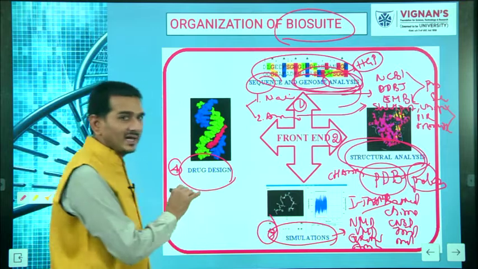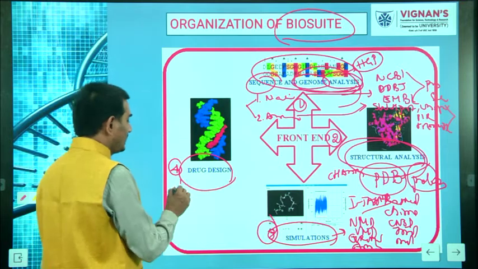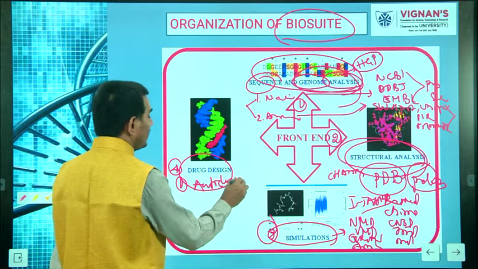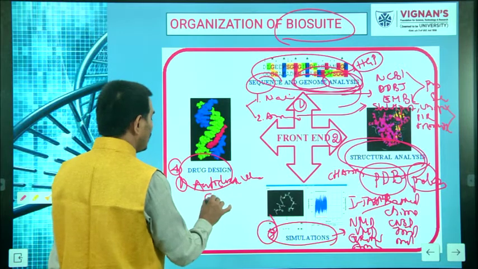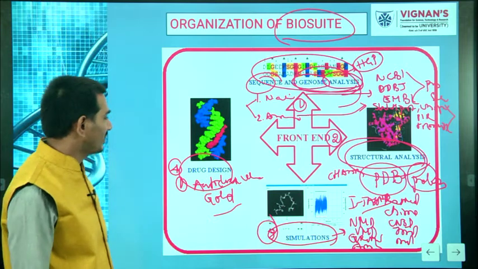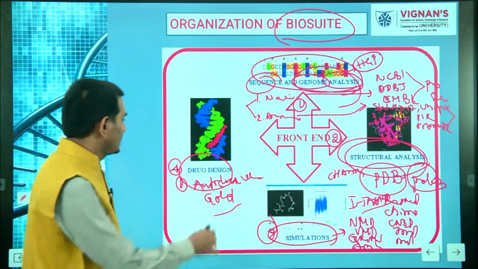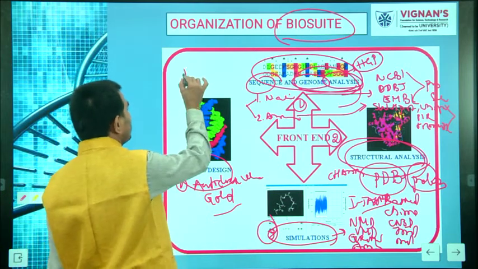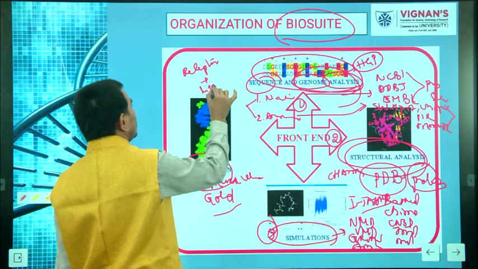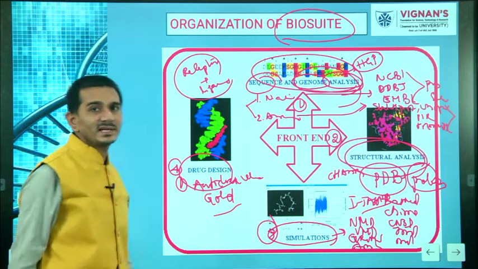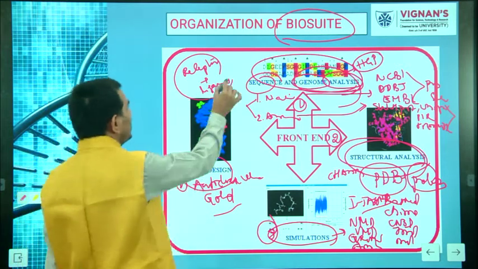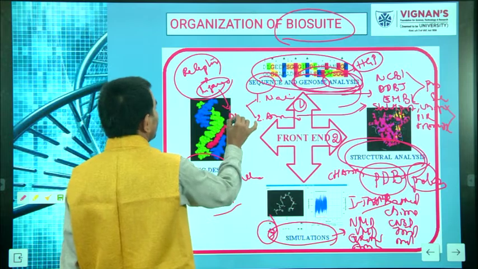And the last component is the drug design, where we can perform drug design by using AutoDock, Vina, and GOLD, right? These are a few tools which are used for performing docking studies. Docking is simply defined as the interaction between the receptor protein and the ligand molecule, and this ligand will later be converted into the drug, right?